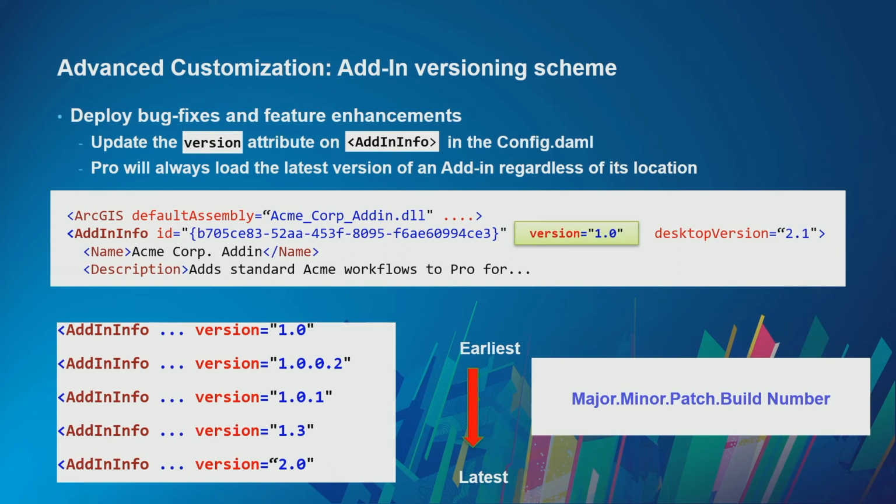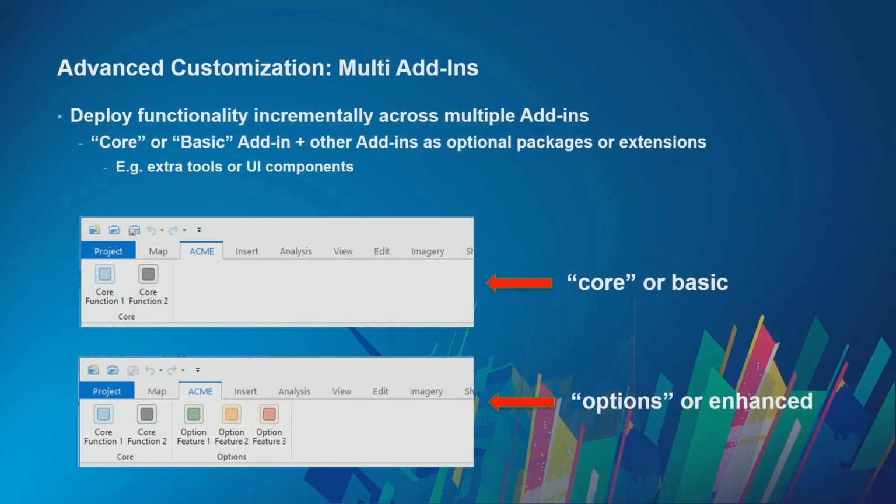Here at the bottom, I have a screenshot which explains the order of precedence while loading add-ins based on its version. We use a 4-decimal semantic versioning scheme, major.minor.patch.build number. So a build number is trumped by a higher build number. The patch trumps the build number, and the minor version trumps the patch number, and the major version trumps the minor version. Here is another scenario.